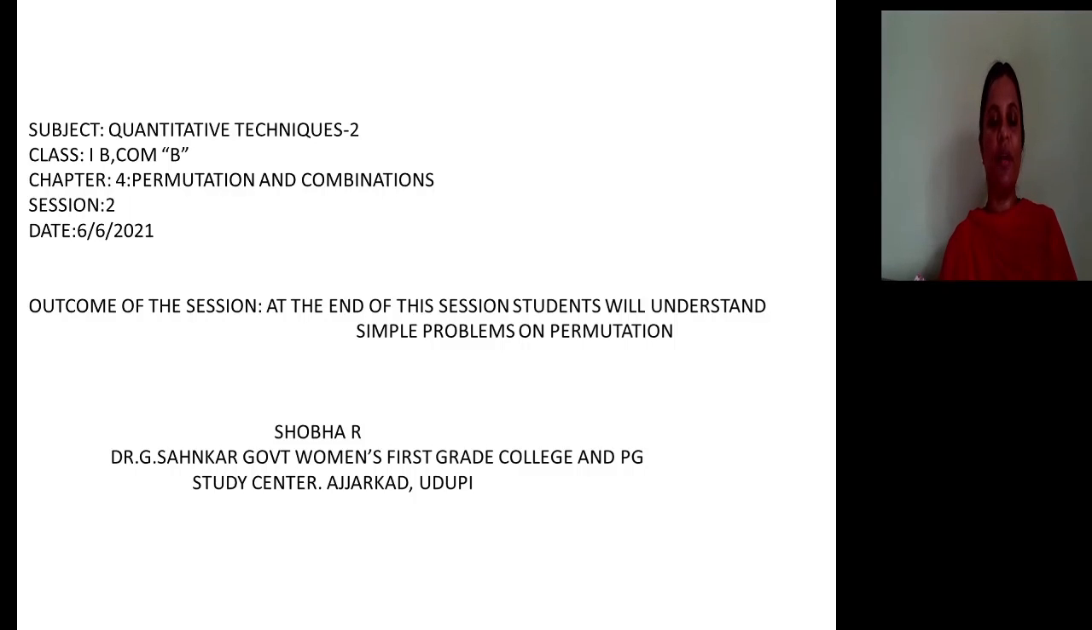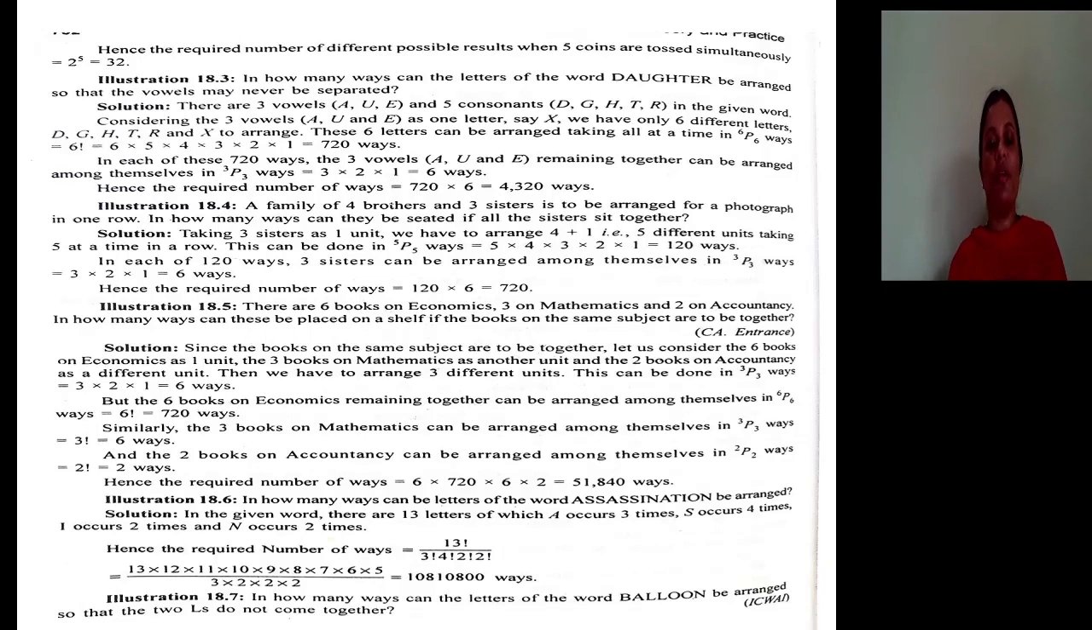Hello students, welcome back to the second session on permutation and combination. In this session, we are solving simple problems on permutation. So let me move towards illustration 18.3. Just look at this problem.